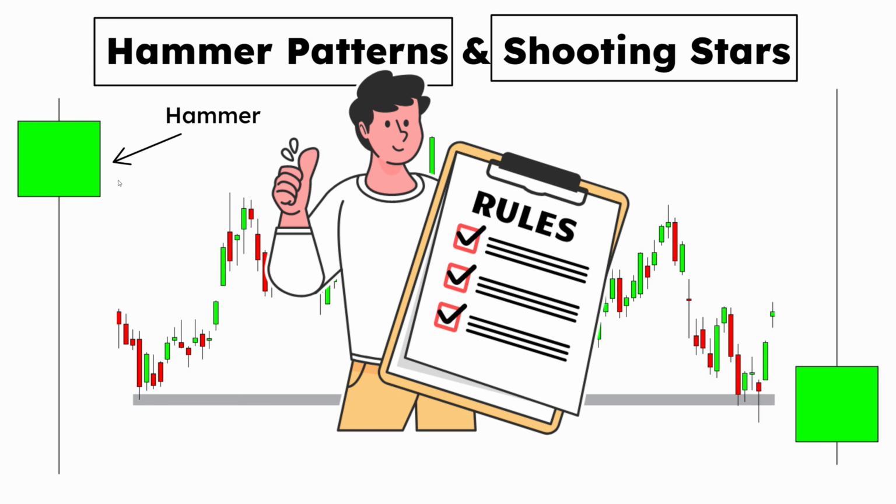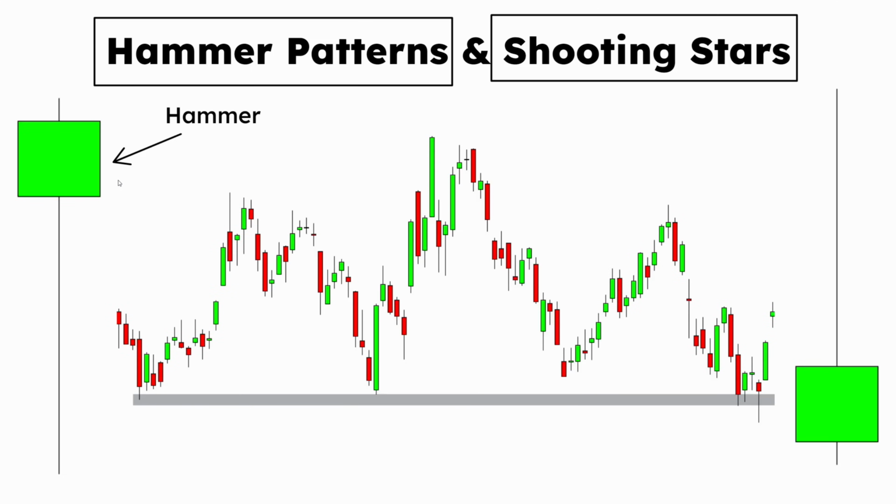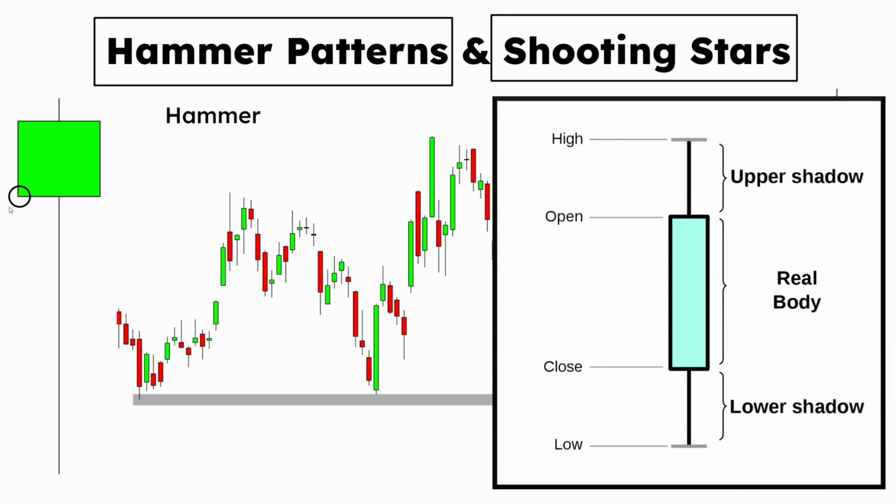There are a few rules you need to know about in order to correctly identify a hammer. The first thing we need to know is that every single candlestick has 4 specific price points. We have the open, which is where the candle starts. We have the close, which is the level where the price is after the candle is done. We also have the low point, all the way down here, which is the lowest level the price has been during the candle. And we also have the high, which is the highest point the price has been during this candle.